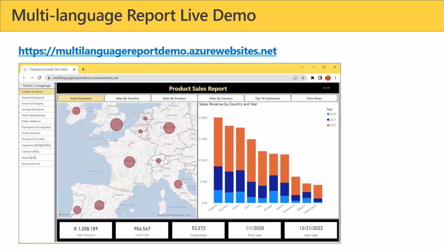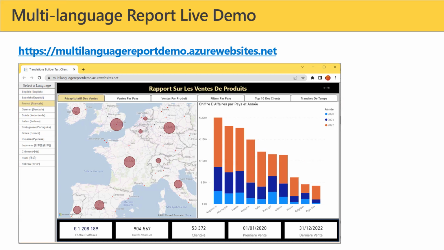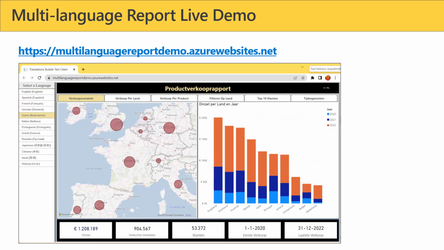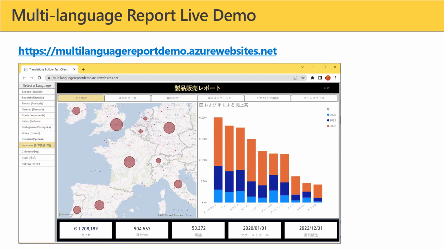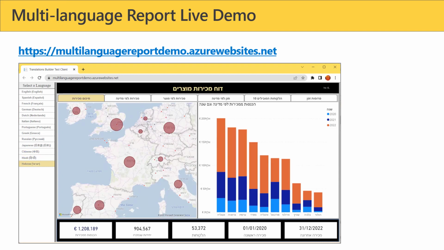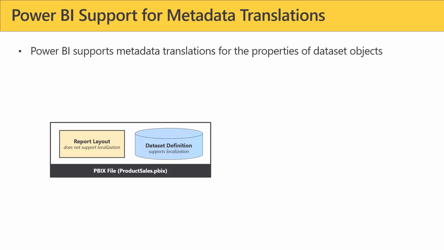Okay, before we jump into the technical content, let's get everyone excited about this multi-language report live demo that we have. If you follow the URL that you see on your screen, you can look at a report and how it renders in English, and then how it renders in Spanish and French and German and Dutch and Italian and Portuguese, and what's that? Oh, it's all Greek to me, but Russian, Japanese, Chinese, Hindi, and Hebrew, just to basically show you an example of what's possible.